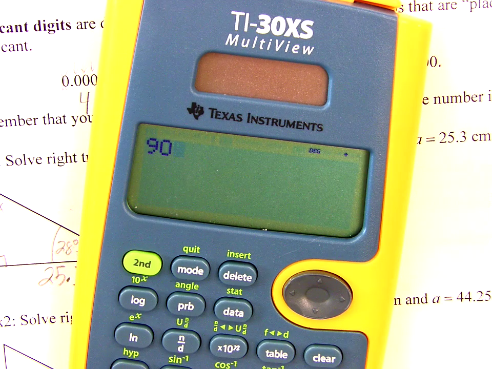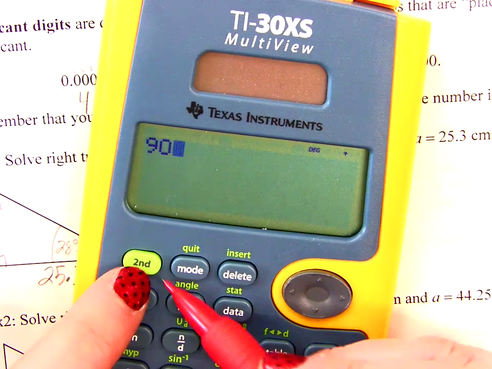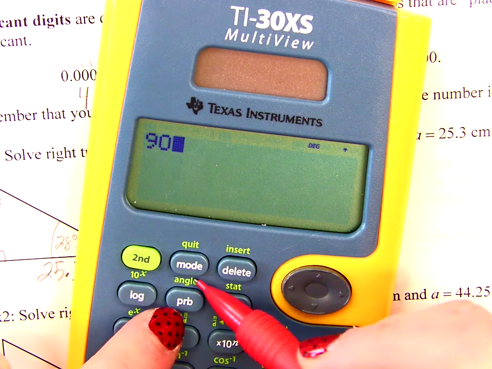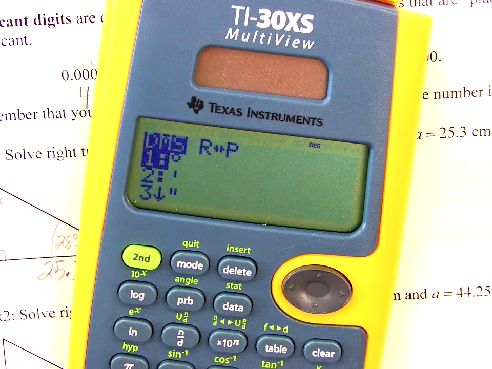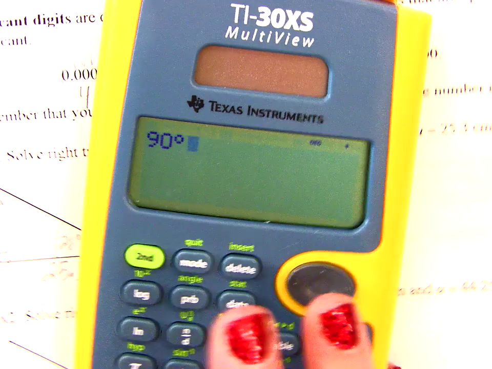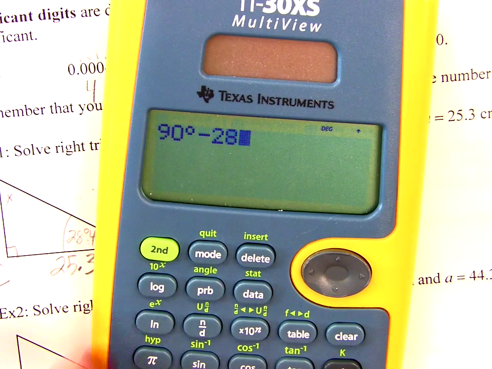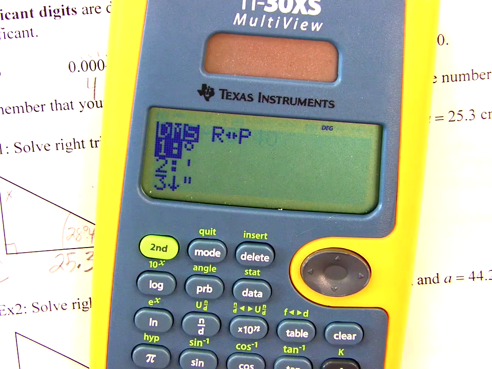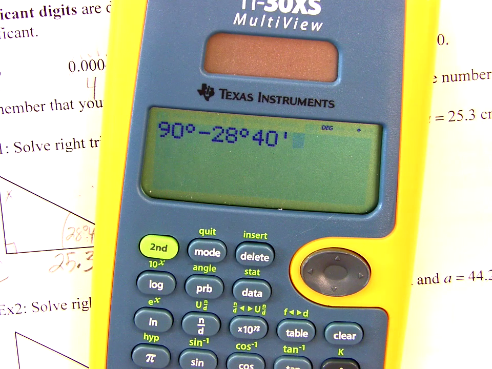Who can remember how we got degrees and minutes and seconds? Yes, if you look at that button diagonally down from the green second button, see it says angle? You want to access that menu. So we want 90 degrees, and we're going to minus 28 degrees, 40 minutes.